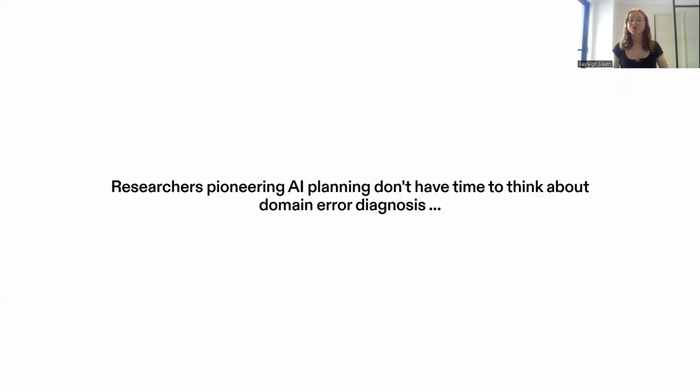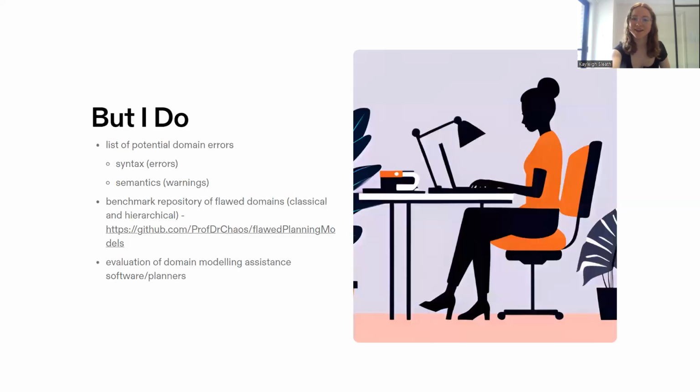Unfortunately, the researchers who have the depth of knowledge and experience to be pioneering AI planning don't have a lot of time left over to think about domain error diagnosis. But luckily, I do, and over a period of 6 months at the start of the year, me and my co-author Pascal Bercher compiled a list of potential domain errors that could be made in this domain creation process, which we divided into two categories.